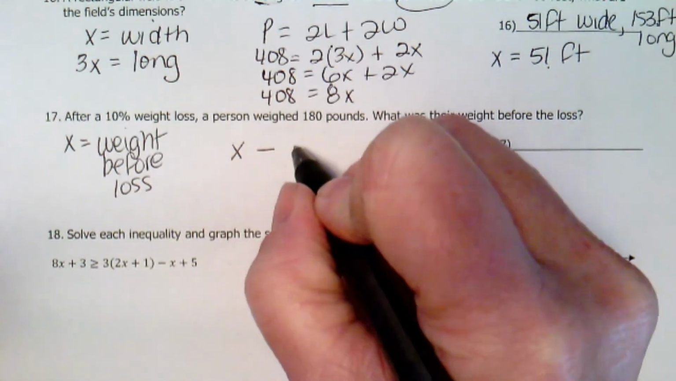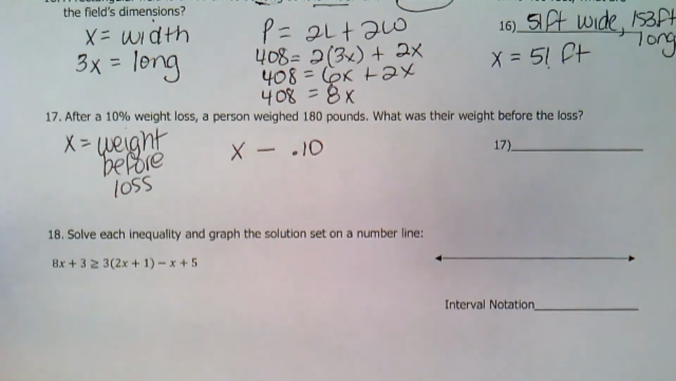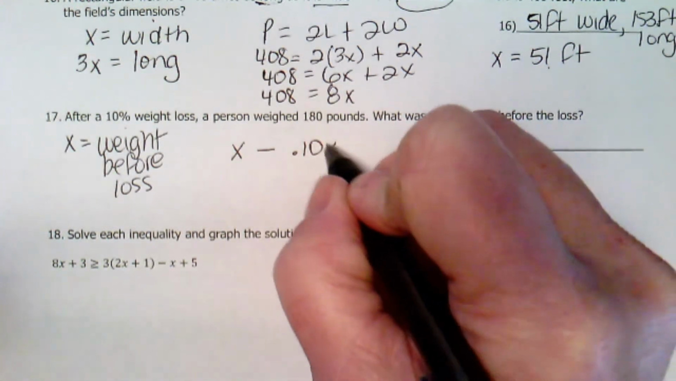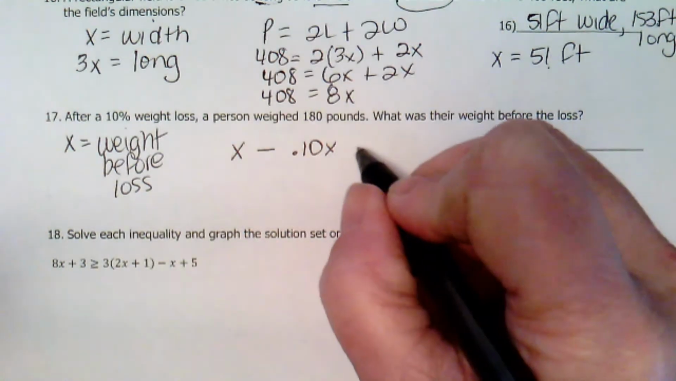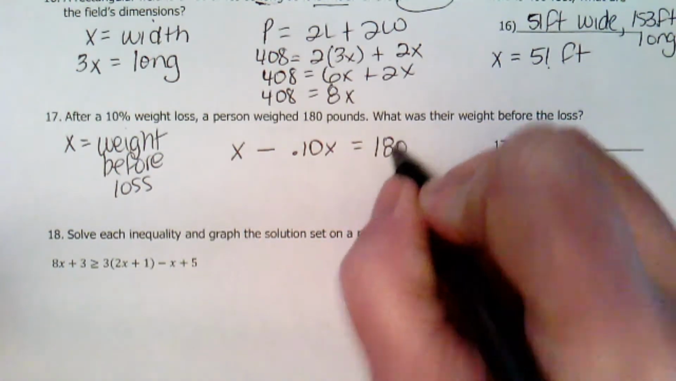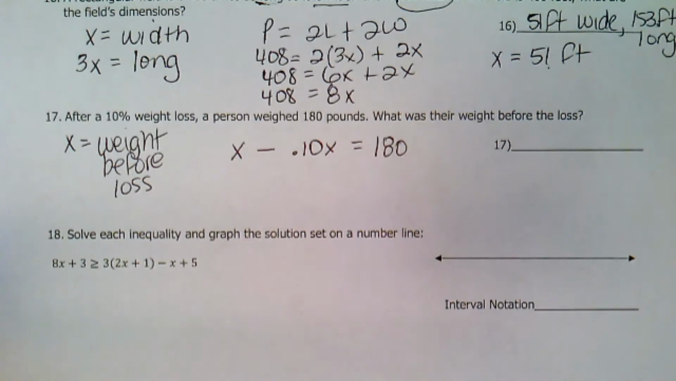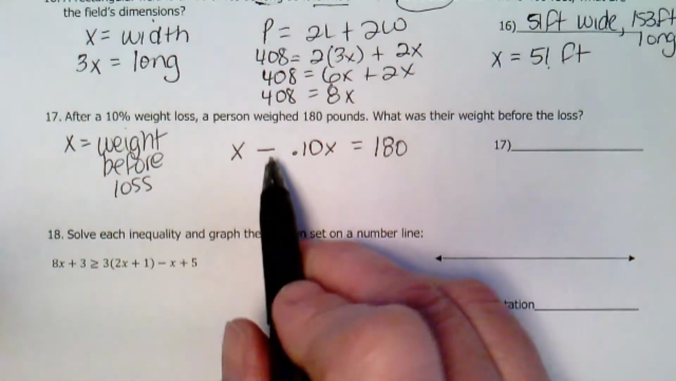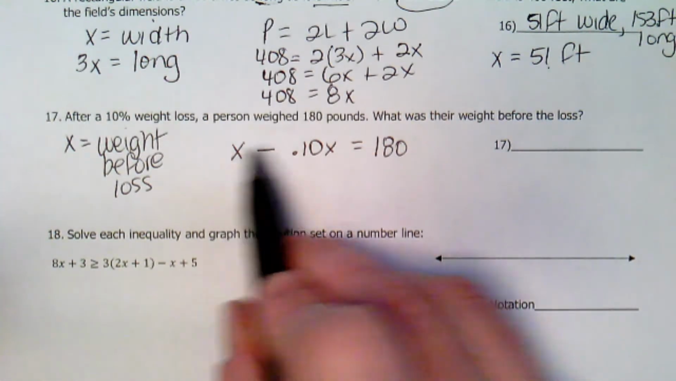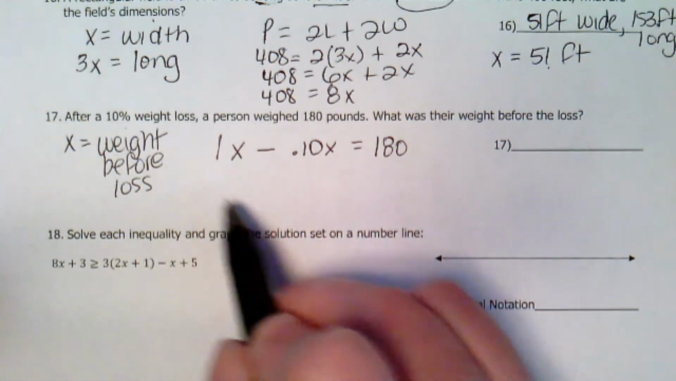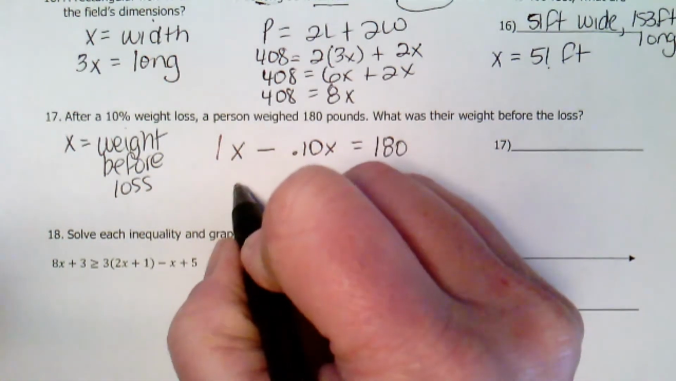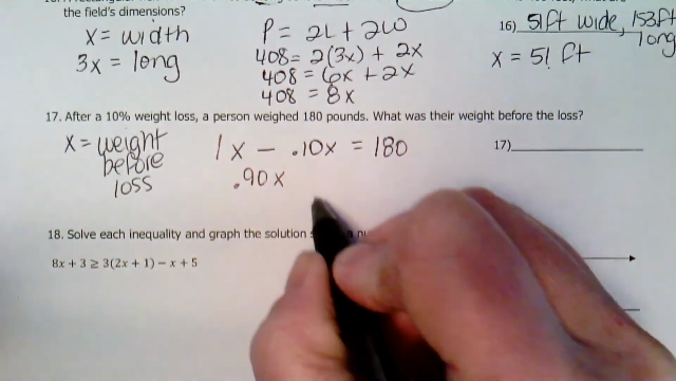But then we know he lost 10%, which we always write as a decimal, of whatever that weight was. And then now we know it's 180 pounds. So if they say something like a weight gain, then we would change it to plus. Put your two x's together. This is 1x, and that's a tenth of an x. So we have 0.90x.